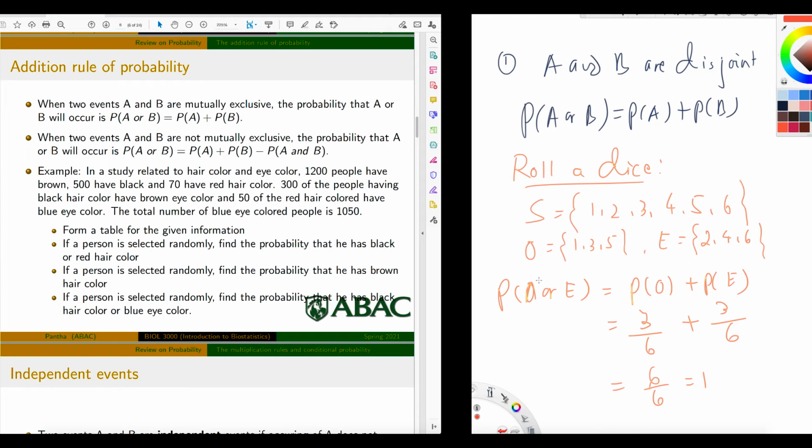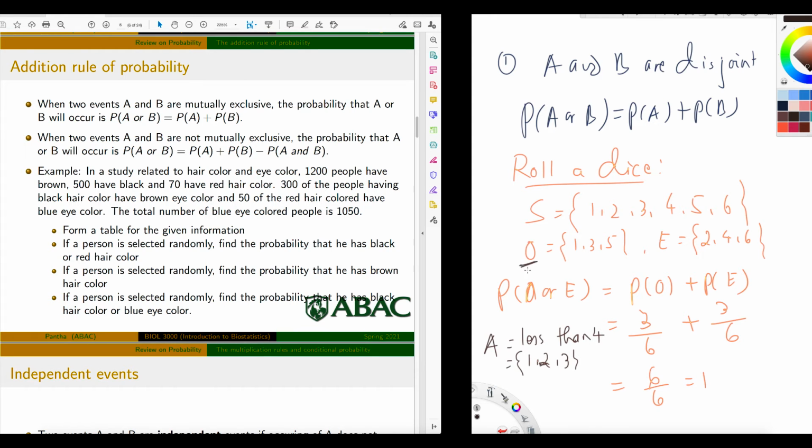Okay, so another example I want to give you is, and I had given you that, we were denoting A equals less than 4, right? So what are the outcomes in A? 1, 2, and then 3, right? So what is the probability of A? It is 3 over 6 as well. But is there anything common? Yes, A and O.